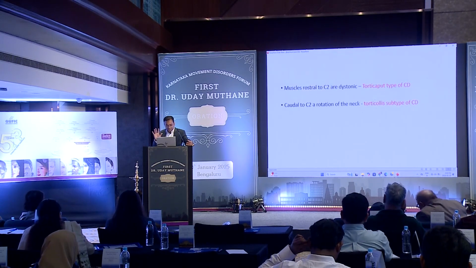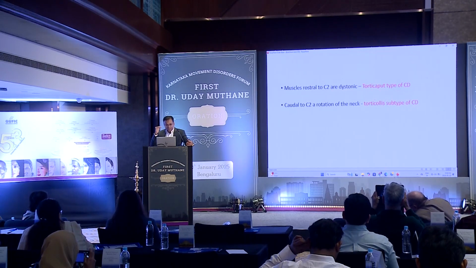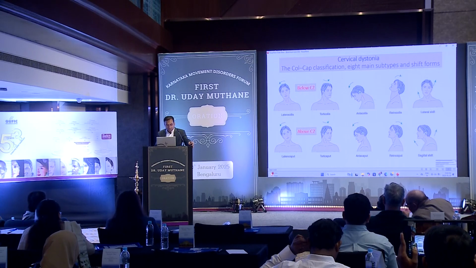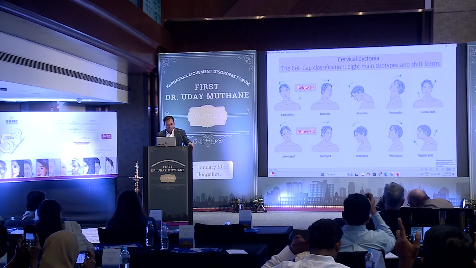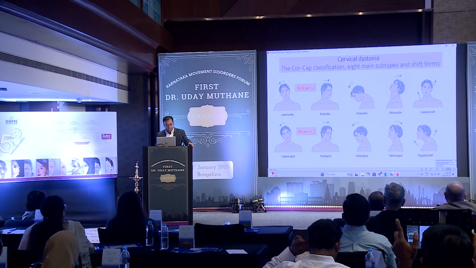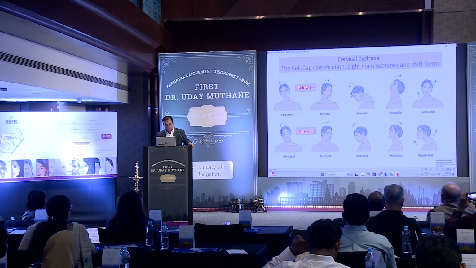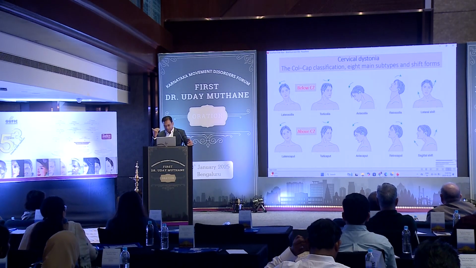Just repeating it, if the muscles above C2 are dystonic, that is the caput type. If the muscles below C2 are involved, it is the collis subtype. When you subclassify further, if the muscle below C2 is more dystonic, that is laterocollis; if above, laterocaput. Similarly, we have torticollis and torticaput, anterocollis and anterocaput, and if the neck is bent backwards, retrocollis and retrocaput.